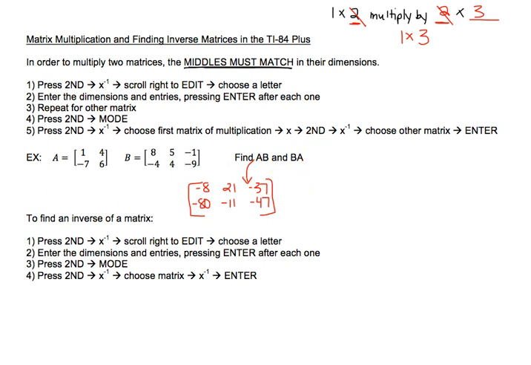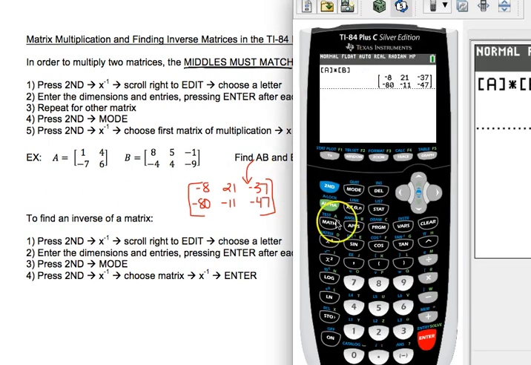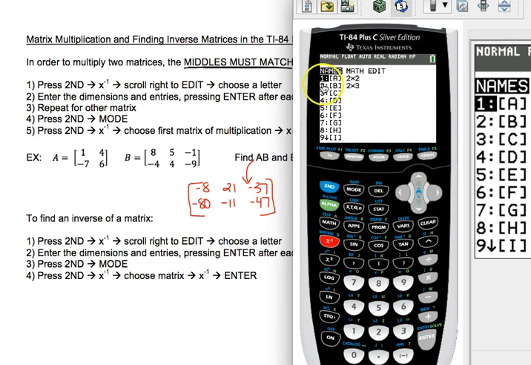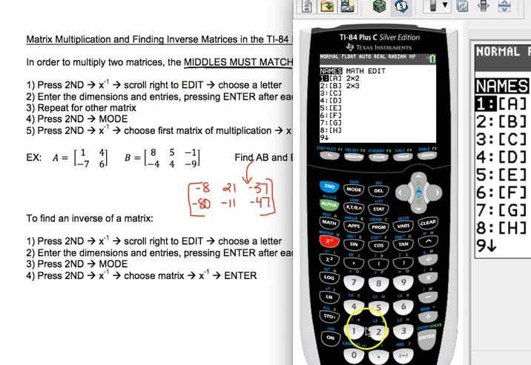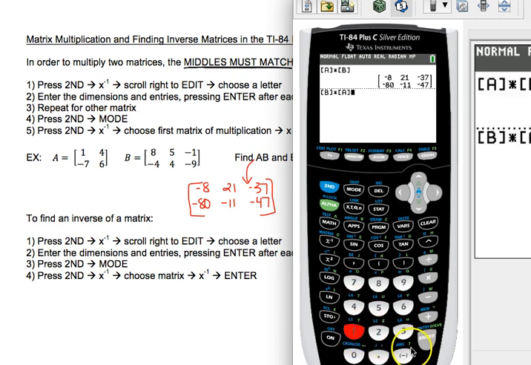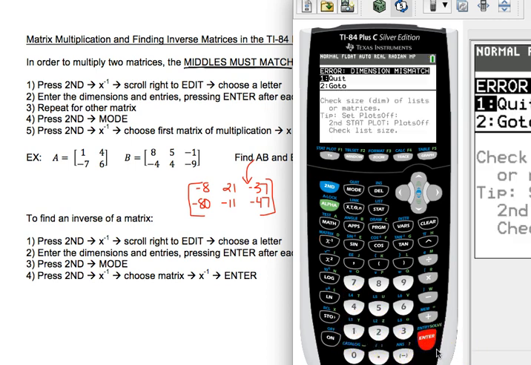Then it wants us to do matrix B times matrix A. If I do that, I've already got all the matrices entered. So I just go second, matrix menu. This time I'm going to choose matrix B first, times, and then I do the same thing. Choose A and press enter.